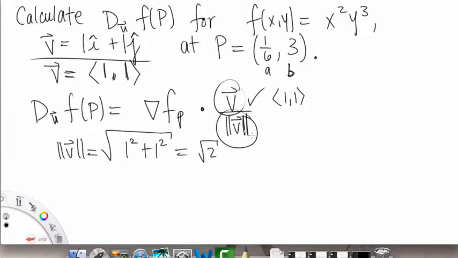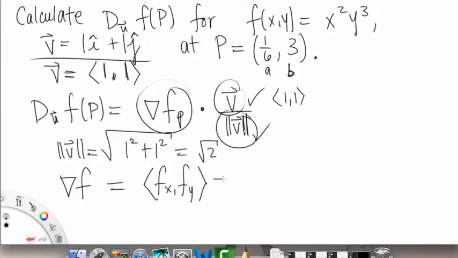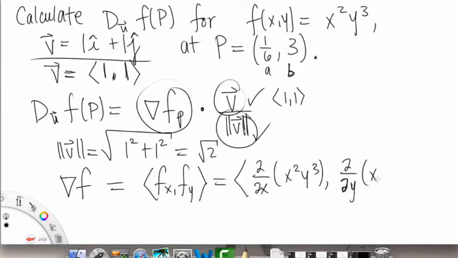Okay, so now that we've got that, all we have to find is the gradient evaluated at our point P. So what is the gradient of f? The gradient of f is going to be equal to f sub x comma f sub y. The first one is obtained by taking the partial derivative with respect to x of our original function. And the second component we get by taking the partial derivative with respect to y of that same original formula.